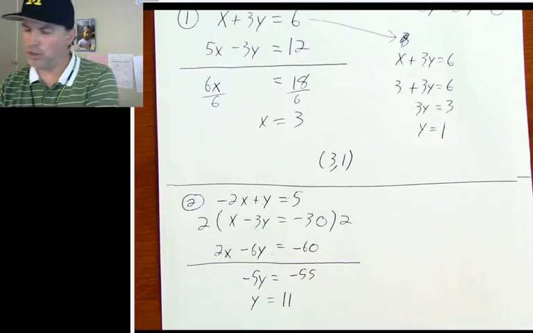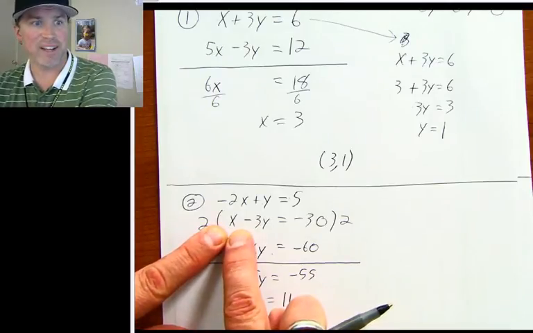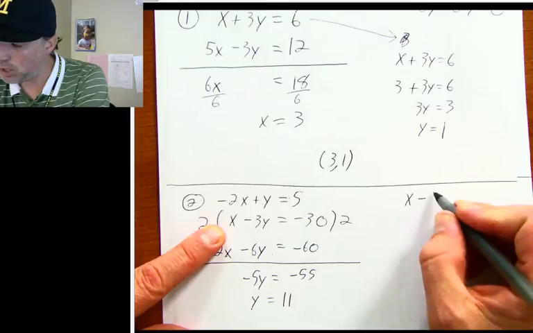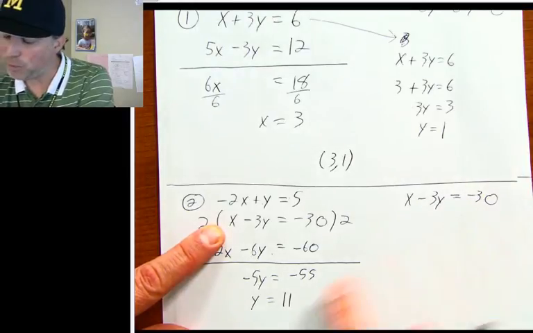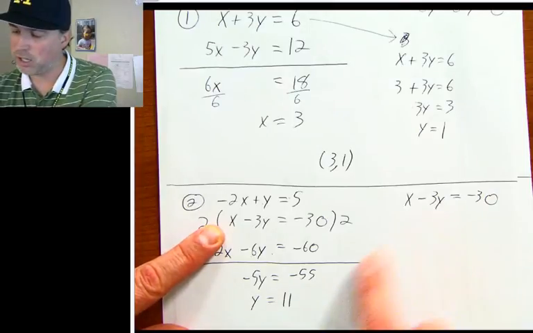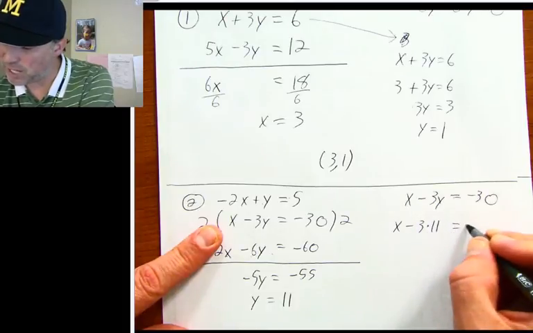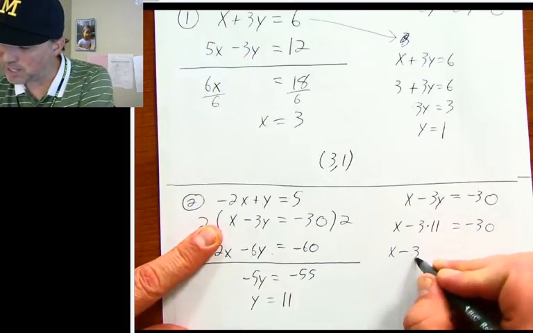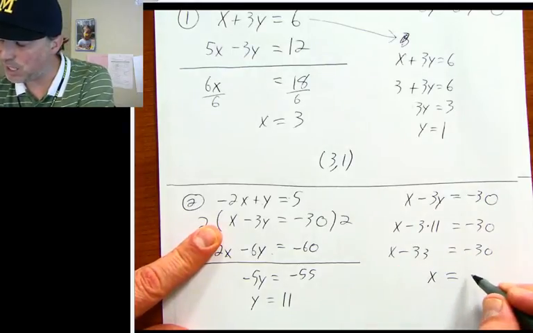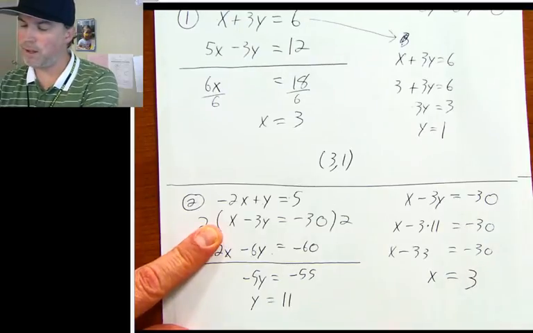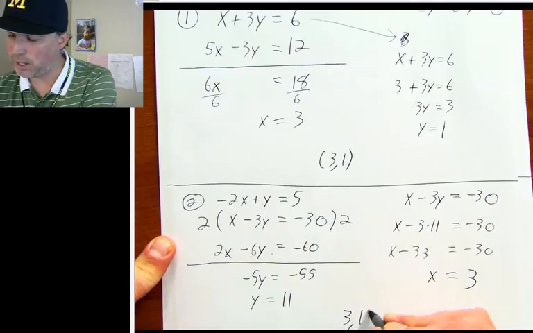And then when I look through these two equations, this one already just has an x, so I won't even have to use any division if I solve for x using that second equation. So x minus 3y equals negative 30. Everywhere I see a y, I'm going to plug in 11. So x minus 3 times 11 equals negative 30. This becomes x minus 33 equals negative 30. Add the 33 to both sides. x equals 3. And then make sure you answer as a coordinate: 3, 11.